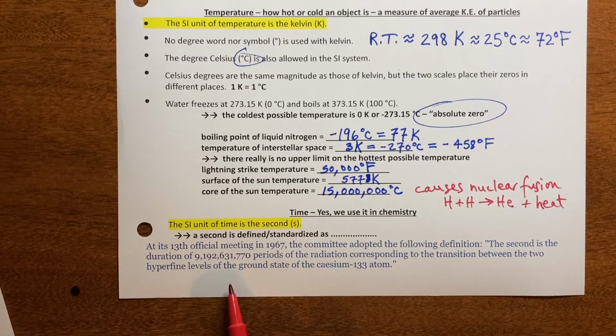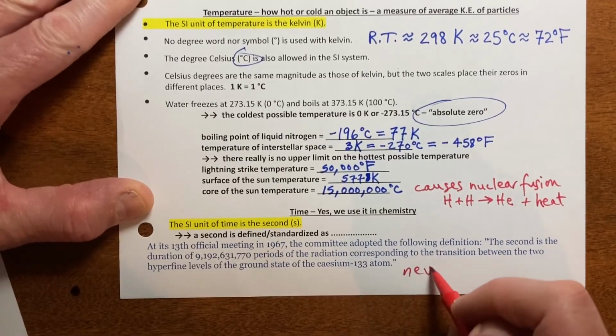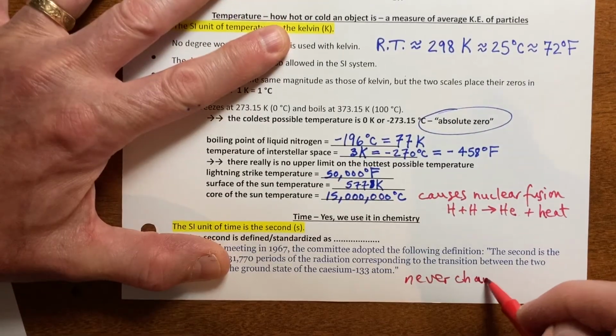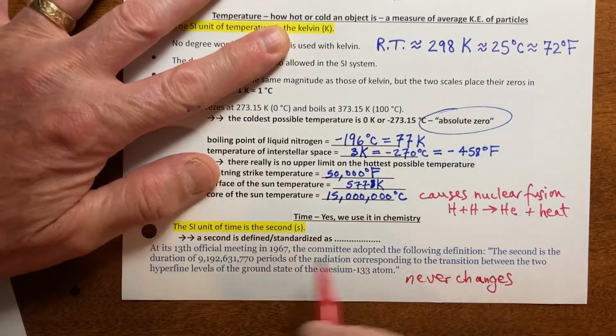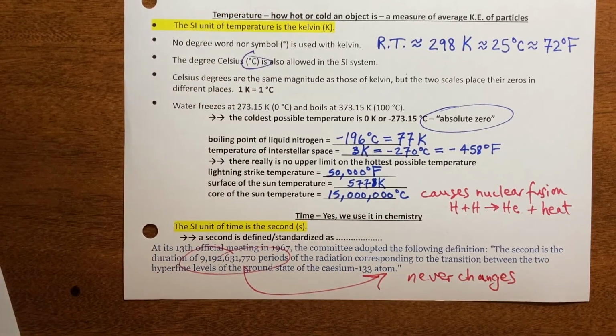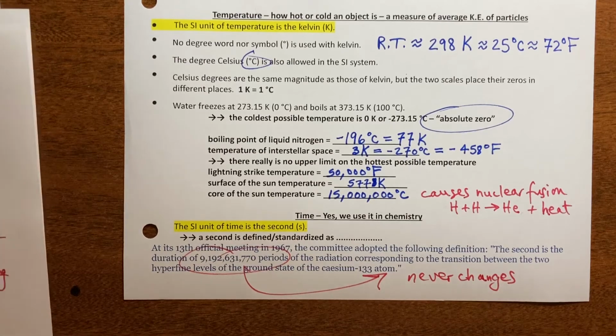So that's pretty obscure, but we use it because it never changes. We want our standard of what we're basing our unit on to be something that never changes, just like the speed of light in a vacuum in outer space never changes. That's why we base the unit of length on that.